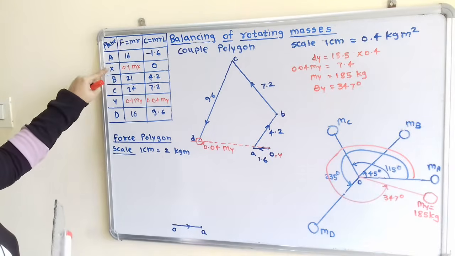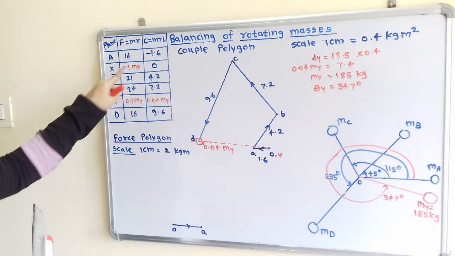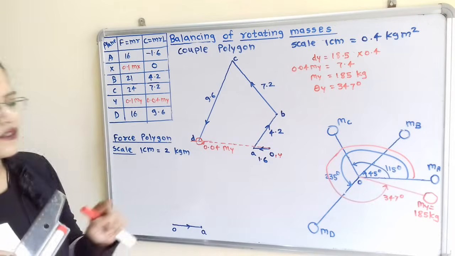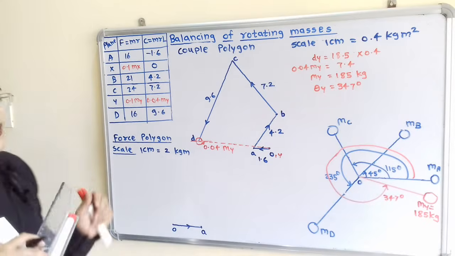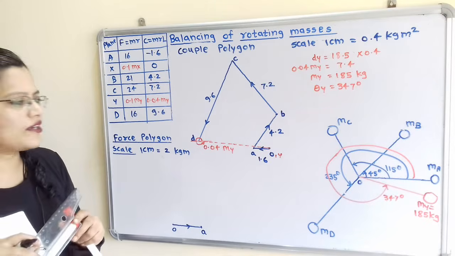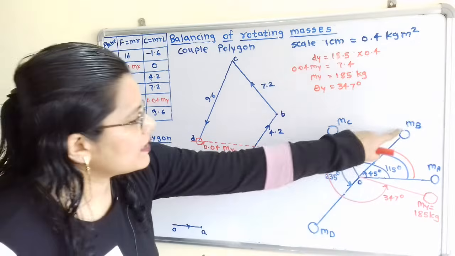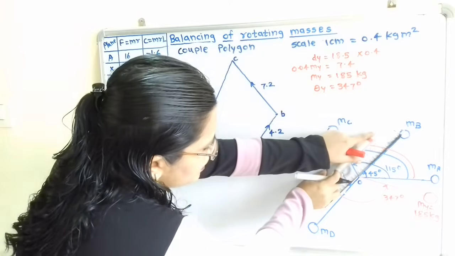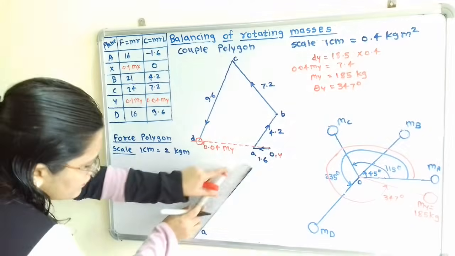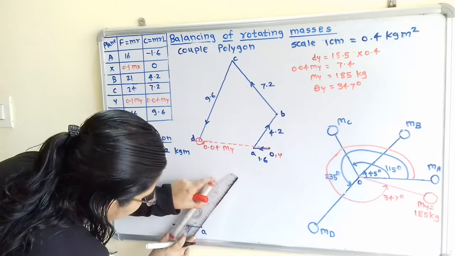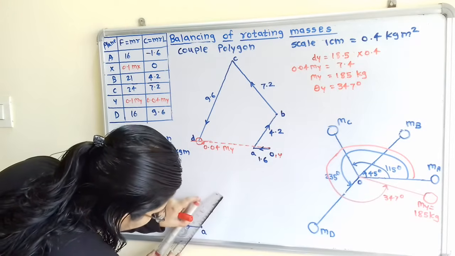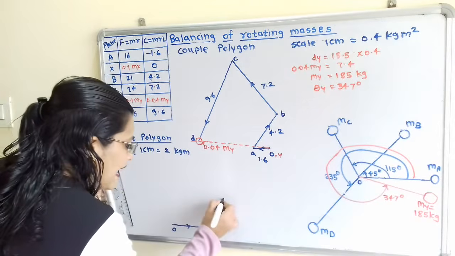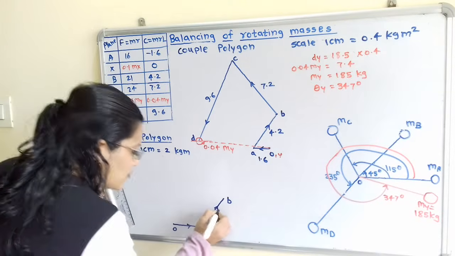Now we will move next. The next, X, is an unknown term, so we will move to B. B is 21 kilogram meter. As per this scale, 21 divided by 2, that is 10.5. For B, the angle is 45 degrees. So we will transfer the angle from this angular position diagram and draw one line with length equal to 10.5 at 45 degrees. Here the last point is B, and we will show the arrow also.